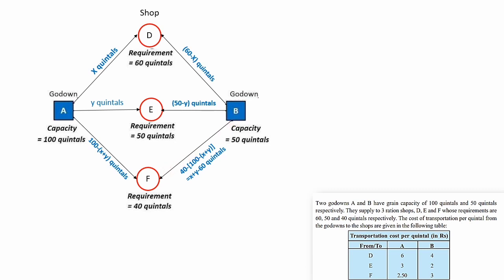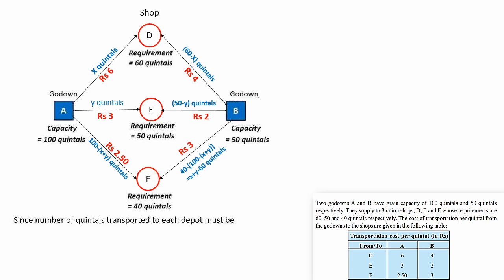Now the cost of transportation from the table we can write. That is rupees 6 from A to D, it is written here. Then rupees 3 from A to E, and rupees 2.50 from A to F. Then again rupees 4, that is B to D. Then rupees 2 for B to E, and the next is rupees 3 for B to F, the transportation cost.